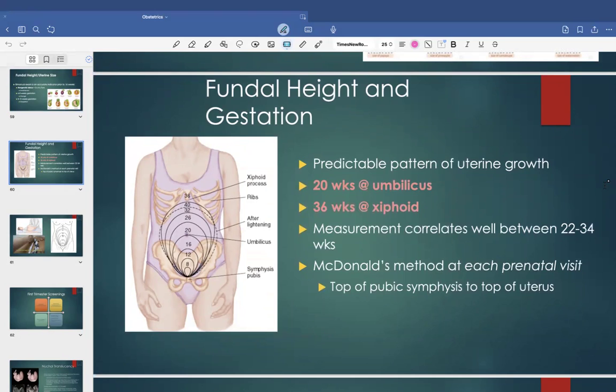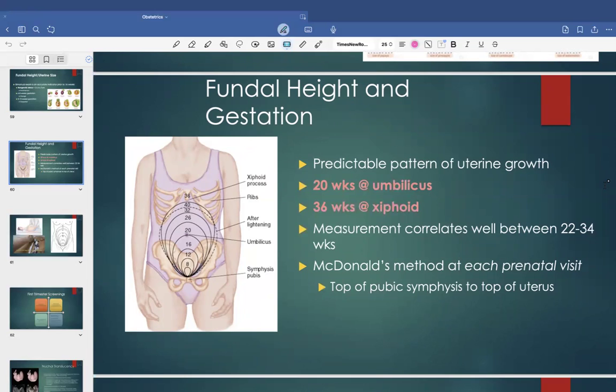At 20 weeks, typically, the fundus, remember we talked about the fundus, the height of the uterus, is at the umbilicus. You see that there, the umbilicus is about 26 weeks. At 36 weeks, that height is going to be at the xiphoid process. So 20 weeks, umbilicus; 36 weeks, xiphoid process.